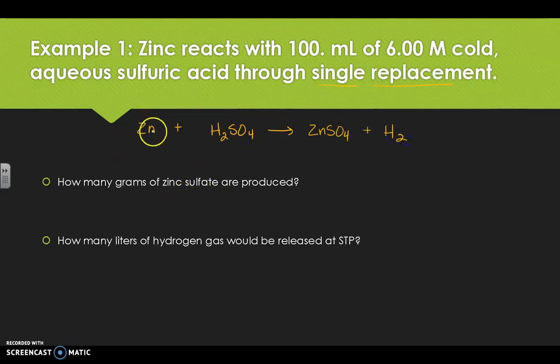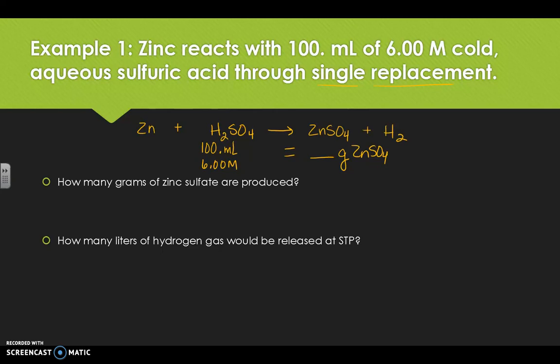Okay, so let's balance it. We have one Zn, two H's, two H's, one SO4, one SO4. It's already balanced. Love it when that happens. Okay, so the first question says, how many grams of zinc sulfate are going to be produced? So we want to know how many grams of ZnSO4 we will make if we start with 100 milliliters of a 6.00 molar H2SO4 solution.